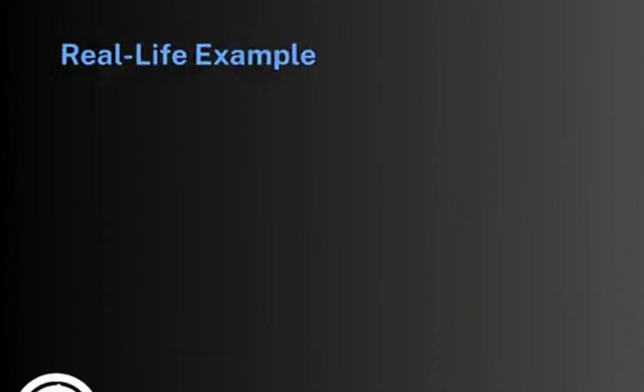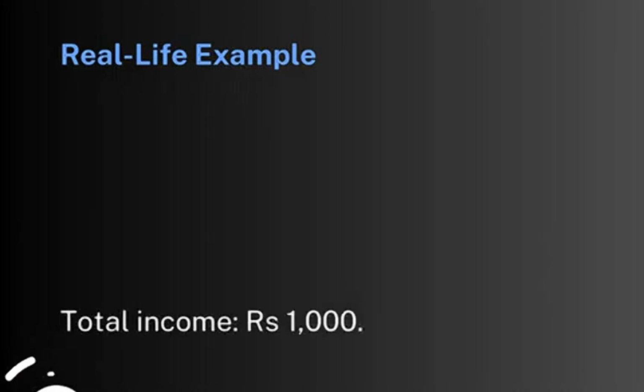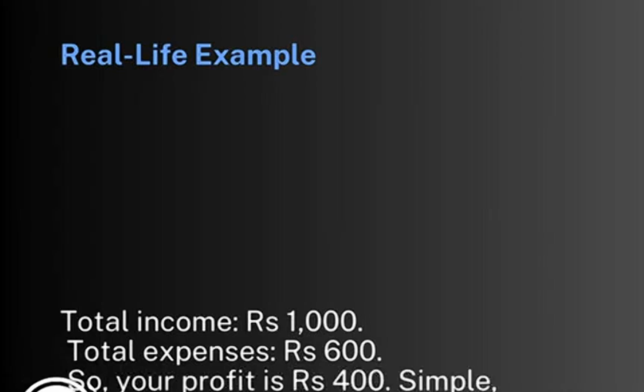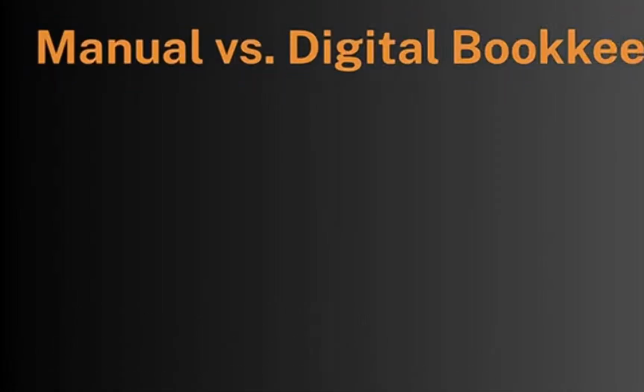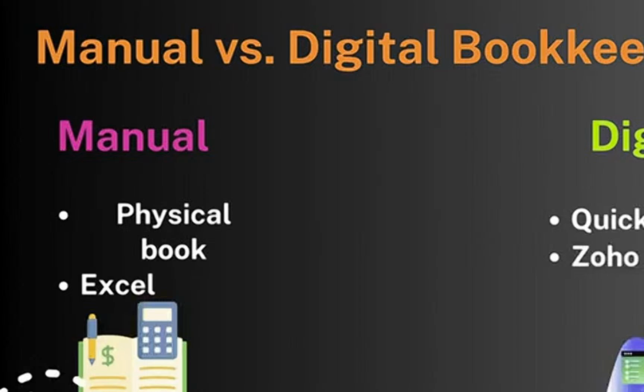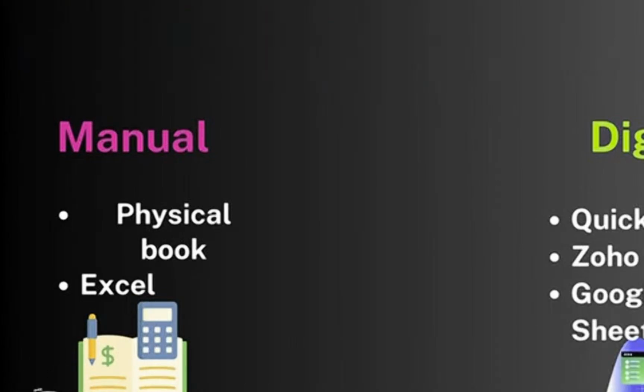Let's look at a real-life example. Imagine this. Total income, Rs 1,000. Total expenses, Rs 600. So, your profit is Rs 400. Simple, right? There are 2 main ways to do bookkeeping, manual and digital. Manual means using a physical book or Excel. Digital means using software like QuickBooks, Zoho Books, or even Google Sheets.